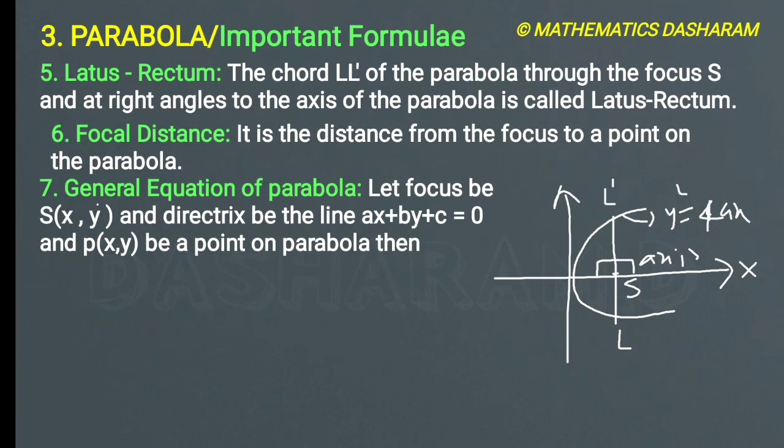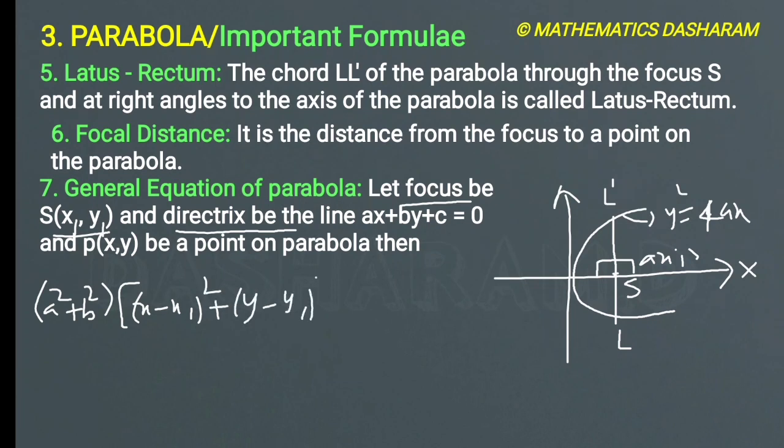Next, seventh one, general equation of a parabola. Let focus be S (x1, y1), and directrix be the line ax plus by plus c equals 0, and P is a point on the parabola. Then the general equation of a parabola is (a square plus b square) times ((x minus x1) whole square plus (y minus y1) whole square) equals (ax plus by plus c) whole square.